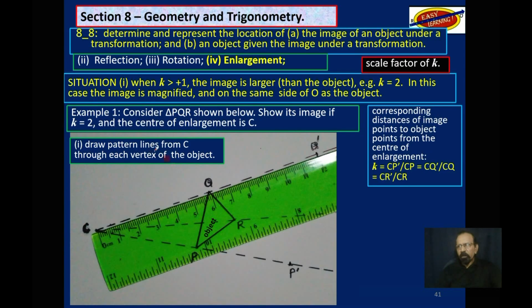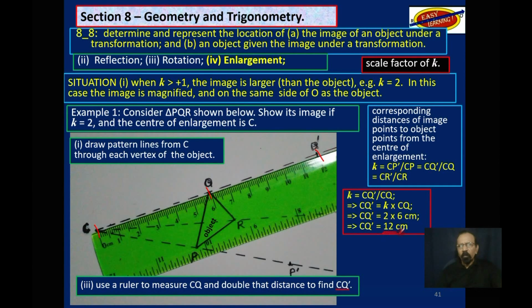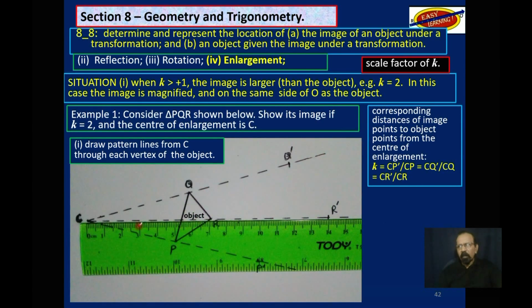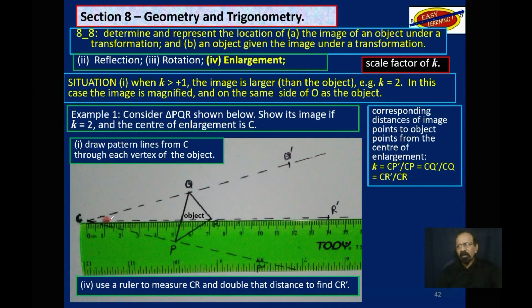And obviously, you do the same thing for the other 2 pattern lines. Measure from here to here, double that to get to here, which will give us the image point for Q, which is Q prime. And then you do the same thing for C to R. Measure that distance, double it. It is actually 7, you double it, you come to 14, which would give us R prime.